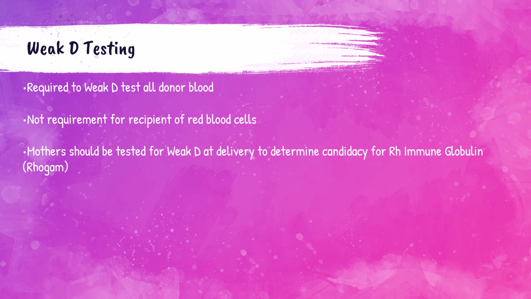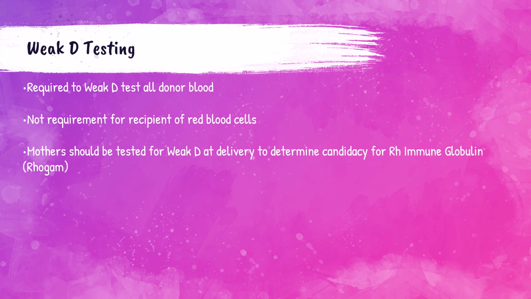So all Rh negative donor units need to be weak D tested to ensure that they actually are Rh negative. And when I say all Rh negative donor units, I'm talking about red cell units, okay? They need to be ensured that they are actually Rh negative.